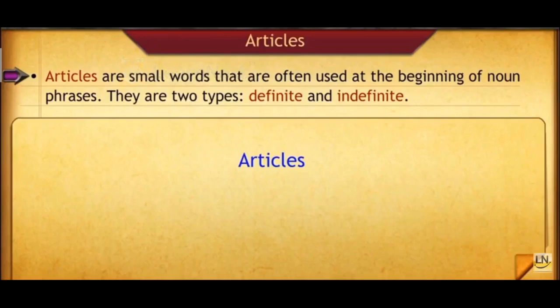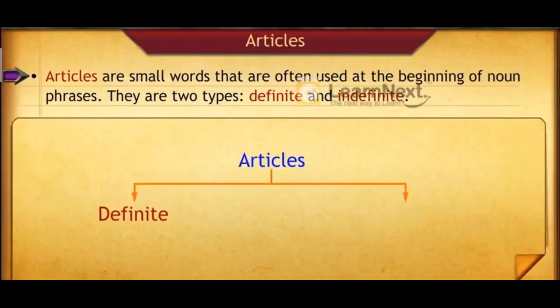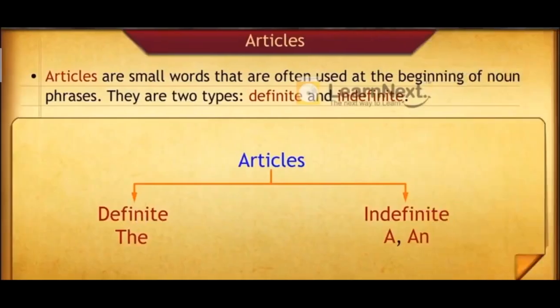Now let's see, there are two types of articles. The first one is definite article and the other one is indefinite article. So we will understand what comes under definite and what comes under indefinite. Under definite articles there's only one word that comes and it's the. And under indefinite articles there are two words, a and an. So quite simple. Now let's check out how we can use definite article.